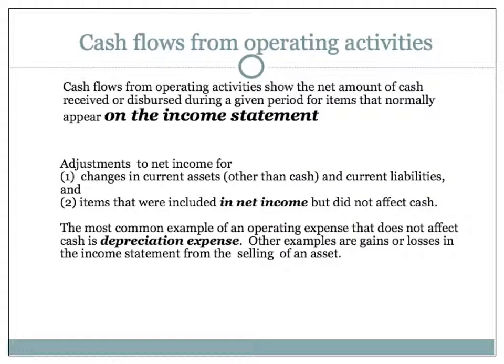Cash flows from operating activities show the net amount of cash received or dispersed during a given period on the income statement. So adjustments to net income for changes in the current assets and changes in the current liabilities, as well as those items on the income statement that did not affect cash, such as depreciation.